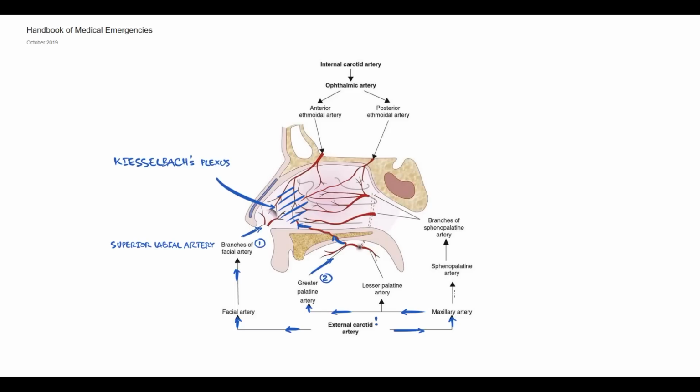Another vessel which goes from the maxillary artery is the sphenopalatine artery, and the terminal branches of the sphenopalatine artery are the third component of Kiesselbach plexus. The second major artery that provides blood supply to Kiesselbach plexus is the internal carotid artery. From the internal carotid artery goes the ophthalmic artery, and the branches of the ophthalmic artery, which are the anterior ethmoidal artery and posterior ethmoidal artery, are the last two blood vessels which form Kiesselbach plexus.